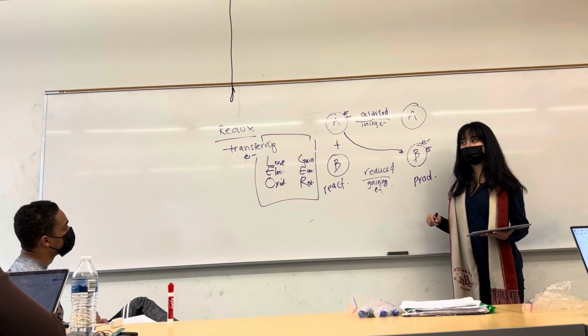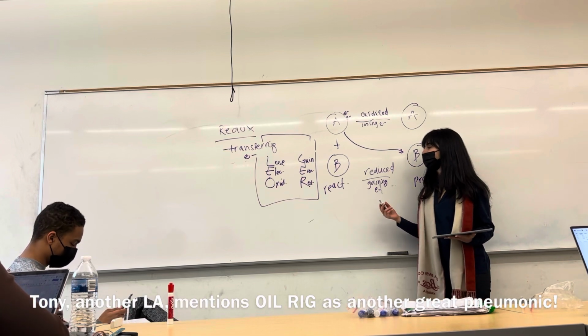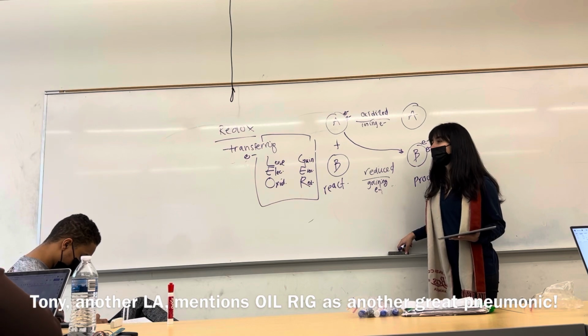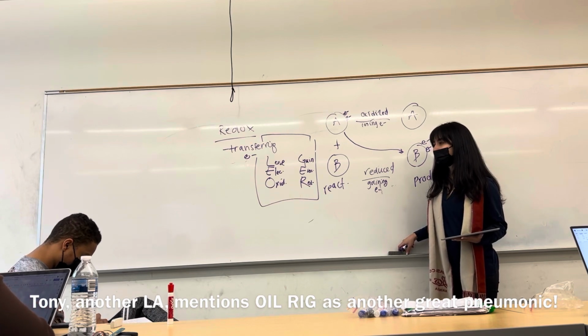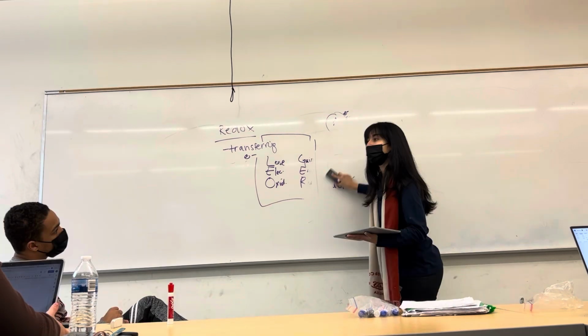Does that make sense? I think there's a more common one, OIL RIG. Oxidation is loss of electrons, so OIL: oxidation is loss. And then RIG: reduction is gain. That's it.